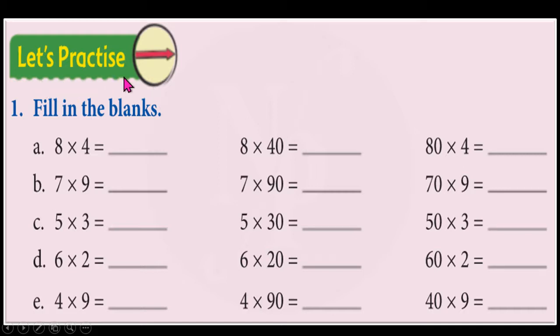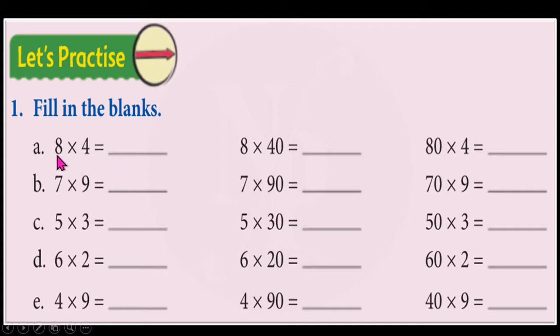Let's practice. Question number 1. Fill in the blanks. We have blank spaces given here, and we should fill in these blanks with correct answers. Question A. Here we have 8 into 4. On the same line we have 8 into 40. Again, if you move forward, we have 80 into 4. Look at these numbers. 8 into 4. Here we have 8 into 40. So we have multiples of tens here. If you know the product of 8 and 4, we can easily write down the answers for these two also.